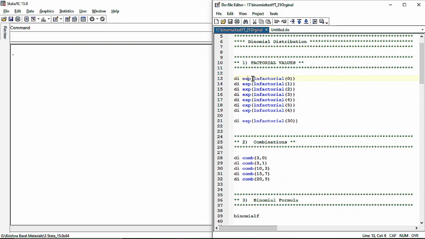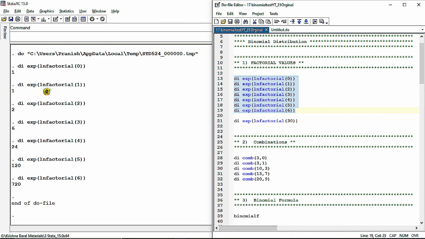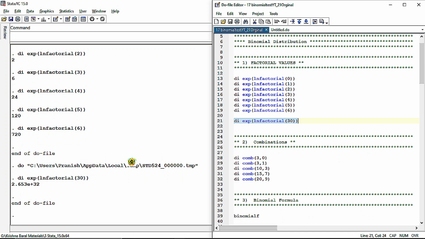First, the essential ingredients and some of the basic ingredients: exponential and logarithm. They are inverse to each other. The result we're going to get is simply a factorial of this value. So factorial from 0 to 6 are displayed. They are very simple. Factorial of 2 is 2, factorial of 3 is 6, factorial of 4 is 24, factorial of 5 is 120, and factorial of 6 is 720. This is how we can calculate the factorial in Stata. Similarly, if we want to calculate the factorial of 30, we get this big number.